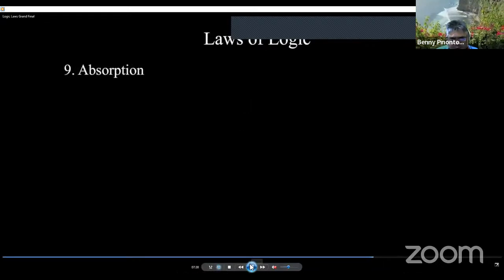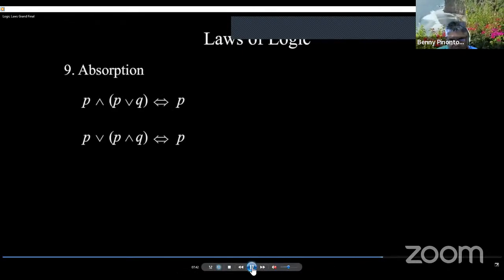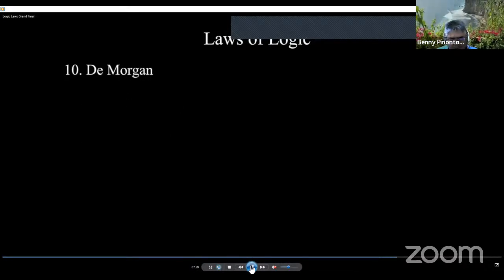Now absorption, we already saw something of them. We listed it here again. Here there are different operations, and you have the same variable outside and inside the bracket, then you can absorb the other variable. So here the P absorbs the Q. So that is the absorption law.